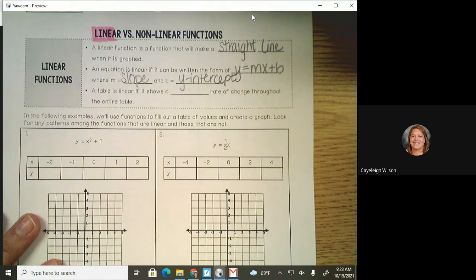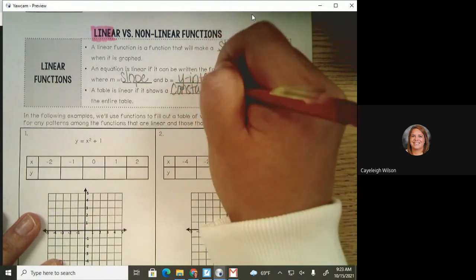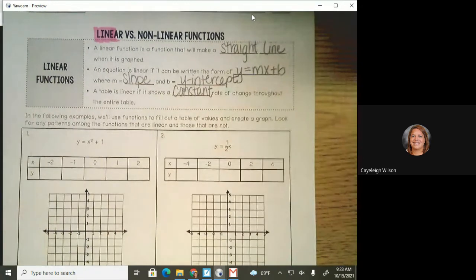You can also tell from a table if something is linear when its rate of change is constant. And what's the word constant mean? Always. It doesn't change. So the rate of change is the same over and over and over again, because that rate of change is also called the slope.